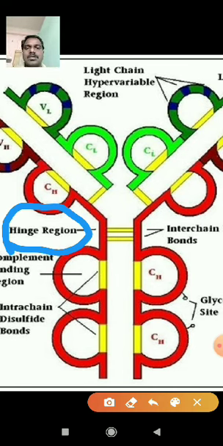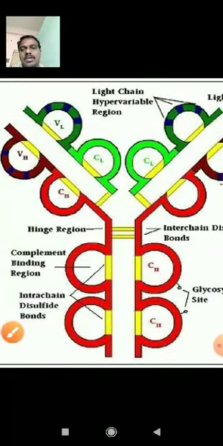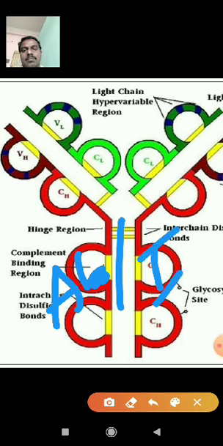This hinge region always keeps the heavy chains stable, and the intra-chain bonds remain between the light chains and heavy chains. So this is the structure of the antibody, also called immunoglobulin.